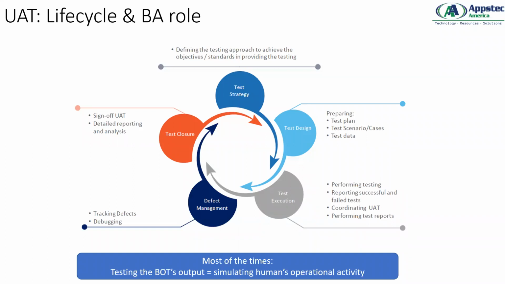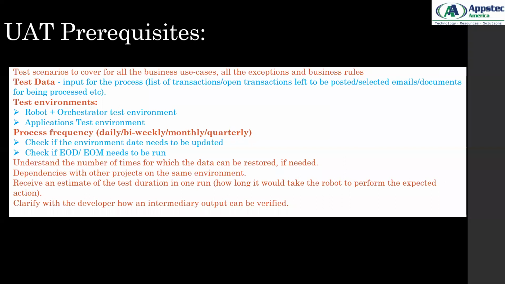Most of the time you see here it's written, testing the bot's output is equal to simulating human operational activity, obviously. Why do we create a bot? To simulate or enact what the human is doing. So whatever the humans are able to perform, similarly the bot should be able to carry out the same task. Perfect. Now what are the prerequisites for a UAT? Any questions, guys?